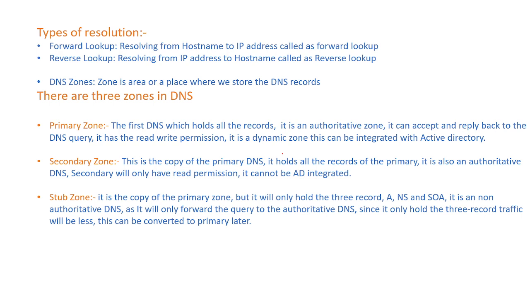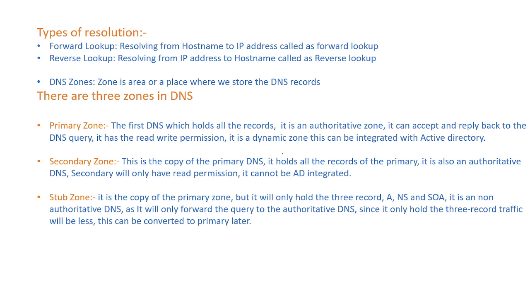Primary means it holds all types of records. Records are nothing but the DNS information. Say for example, when you create a new server called server 01 with the IP address 192.168.1.10, as soon as it is domain joined, that record will be created in the DNS. What is the record? Maybe an A record, and the name is server 01, IP address is 1.10.